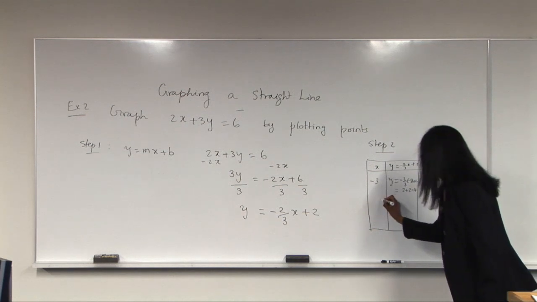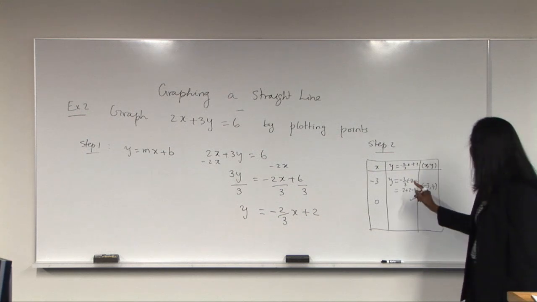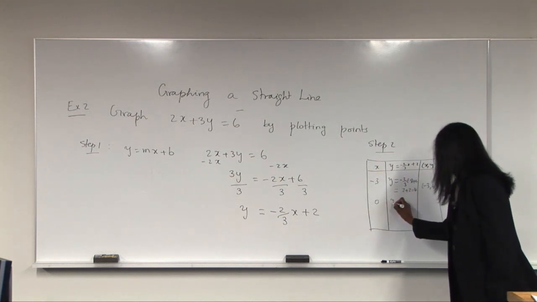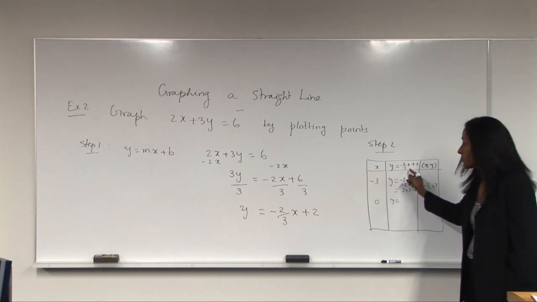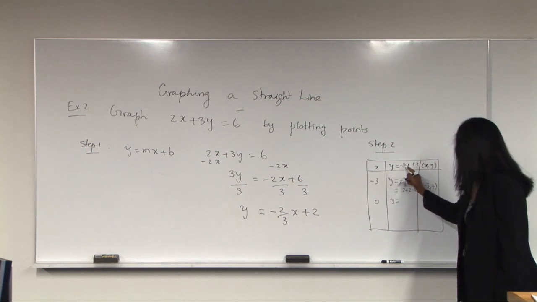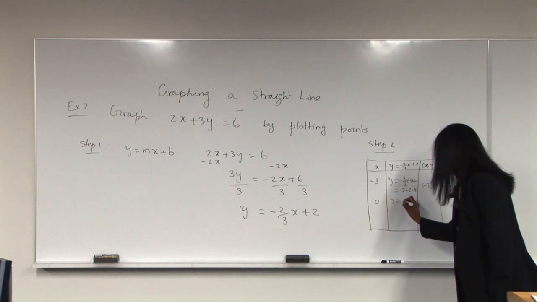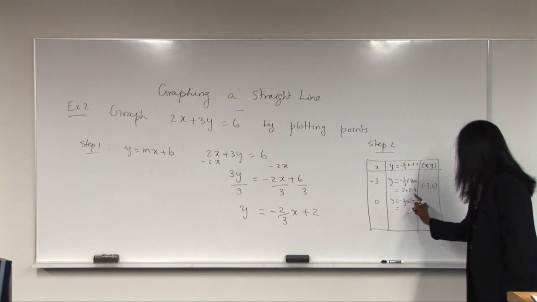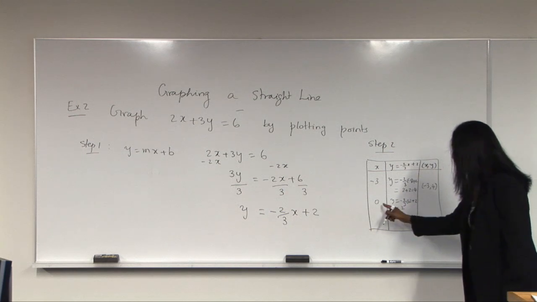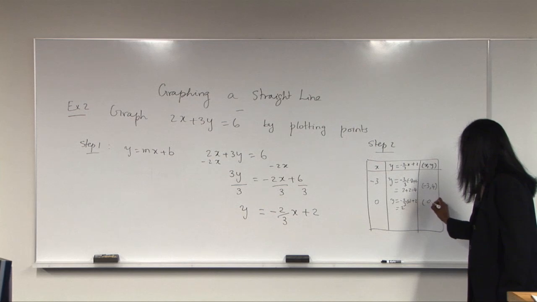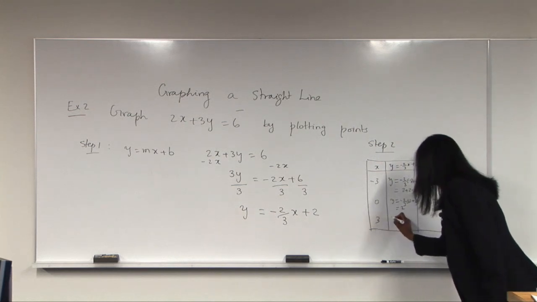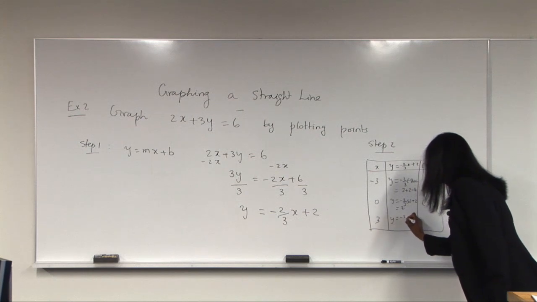Next, I am going to give x is equal to 0. When x is 0, here we have y is equal to, so I am going to plug in x is 0. Anything times 0 is 0. So let me write it here. So anything times 0 is 0, 0 plus 2, 2. So when x is 0, your y is 2. Next I am going to give 3. So now it's easier for you.